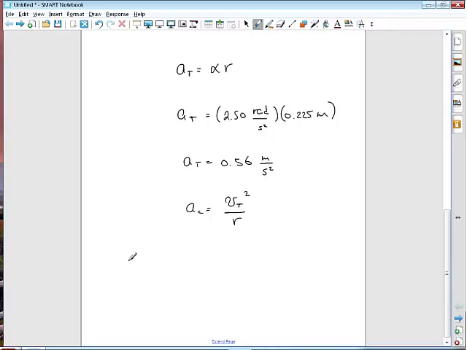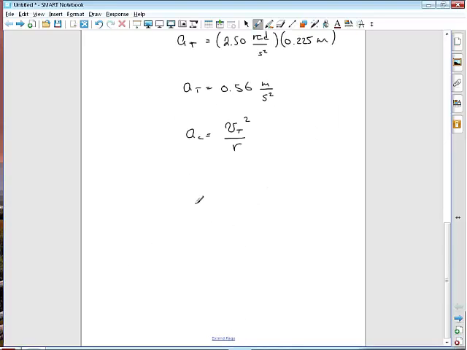Okay, the last question says position p in degrees of the respective positive axis. So what we do is we find out what delta theta is. Delta theta is going to be equal to omega plus omega 0 divided by 2 times time.